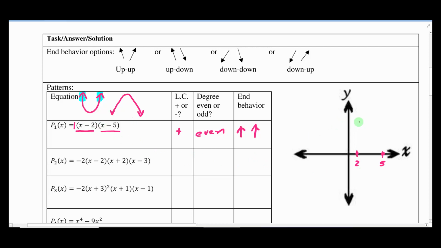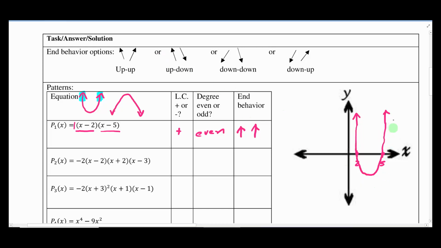Now we know that this polynomial is going to go up, up, right? So we're going to have one end of our polynomial right here going up and another end of our polynomial here going up, and then we would have to come down like this to go through our 0, and then eventually we would have to come back up through our other 0 and meet our other end.